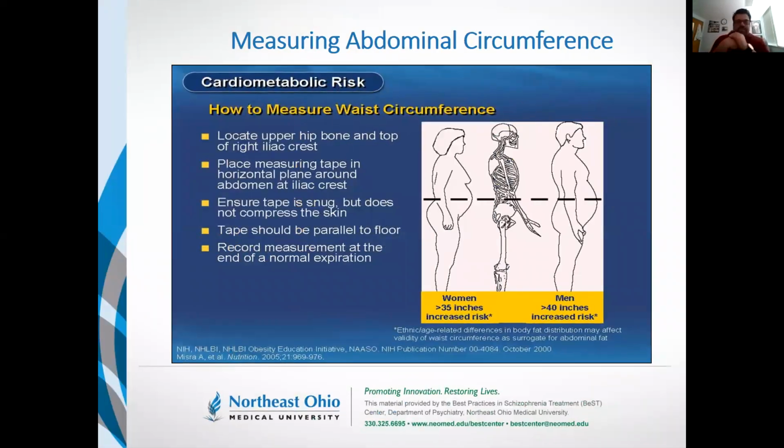Now, the proper way to measure abdominal circumference: locate your upper hip bone and the top of the right iliac crest. Place the measuring tape in a horizontal plane around the abdomen at the iliac crest. The tape should be parallel to the floor, and then record the measurement at the end of a normal expiration, meaning we cannot suck in our gut. We have to breathe all the way out, and that is what truly is the waist circumference.